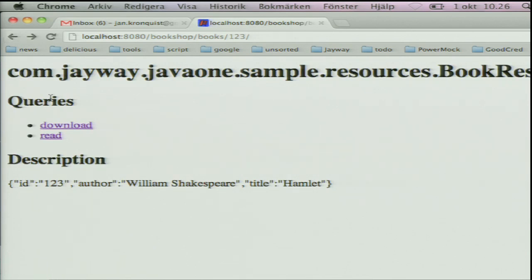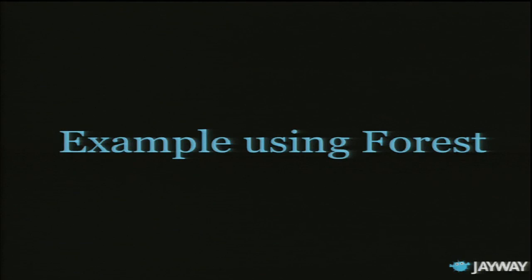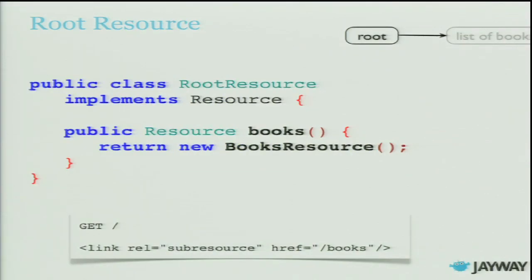So how did we implement this? So we go back to the slides here to see the code. So you see here in the top corner a little snippet of the graph to show you where we are, and then at the bottom, a description of the links it shows. So this is the root resource.